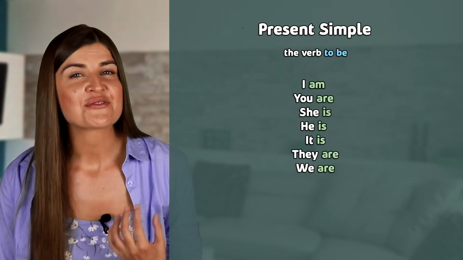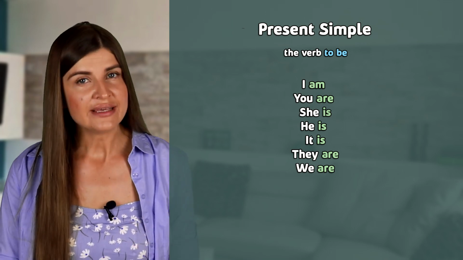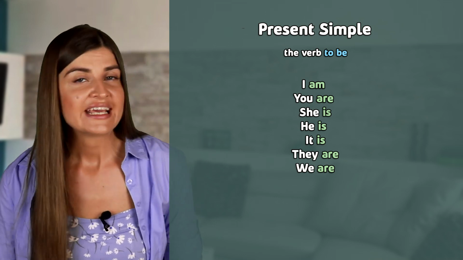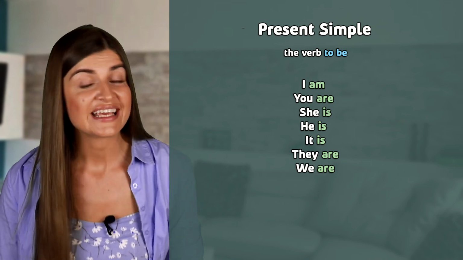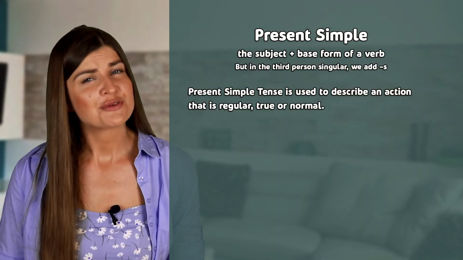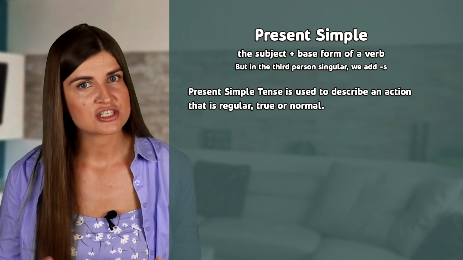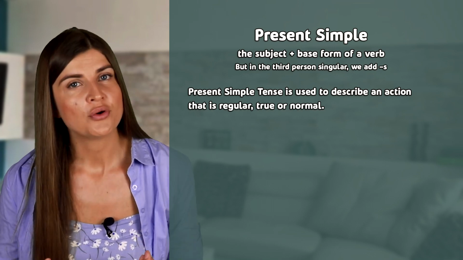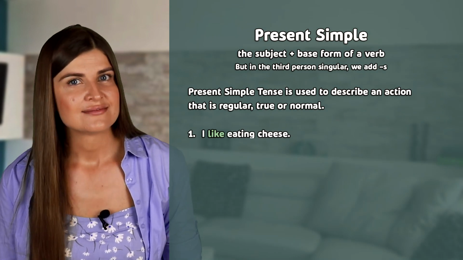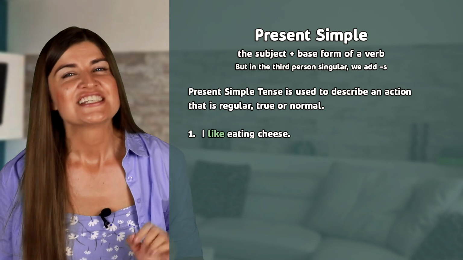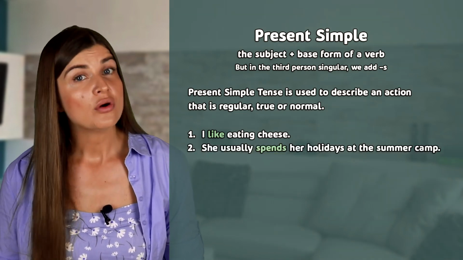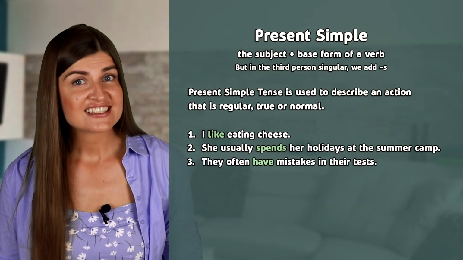It's important to remember that the verb to be has its own forms like I am, you are, he is, she is, it is, they are, we are. We use the present simple to describe an action that is regular, true, or normal. For example, I like eating cheese. I really like it. She usually spends her holidays at the summer camp, or they often have mistakes in their tests.